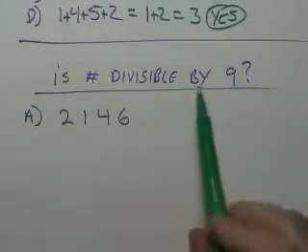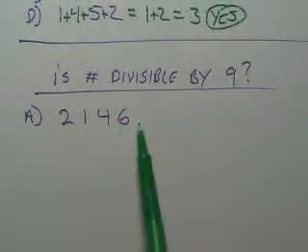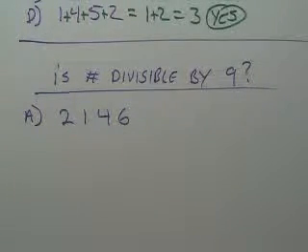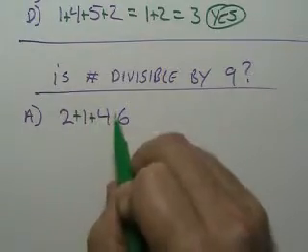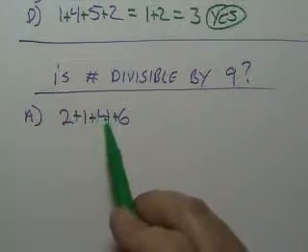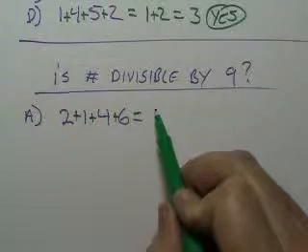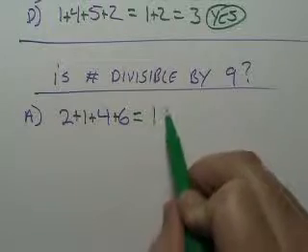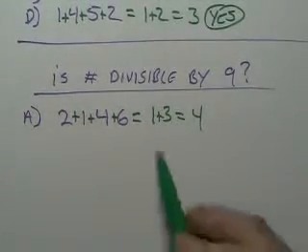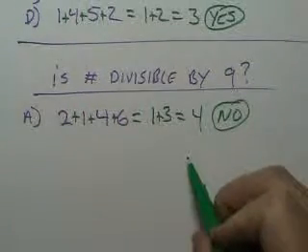Okay, don't write this down, just follow along. Is a number divisible by 9? And here's a big number right here, 2146. Okay, add them up. That's 3 and 4 is 7. 7 and 6, 13. And if I add 1 plus 3, that's 4. Will 9 go into this? No.